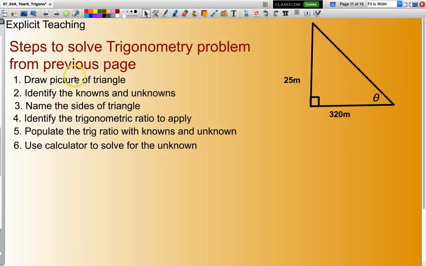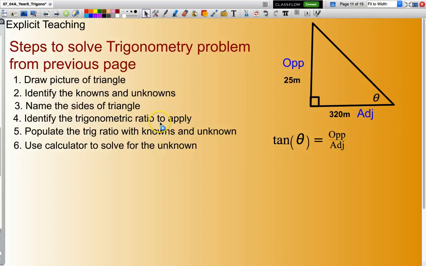Just going through our steps, we've got our picture of our right angle triangle. Identify the knowns and the unknowns. Unknown is my angle. The knowns are the 2 lengths here. All right. Name the sides of the triangle. Well, this side here is opposite because it's opposite my reference angle. This side here is between my reference angle and my right angle, so it is adjacent. And the trig ratio that involves opposite and adjacent is tan theta. Tan theta equals opposite divided by adjacent.